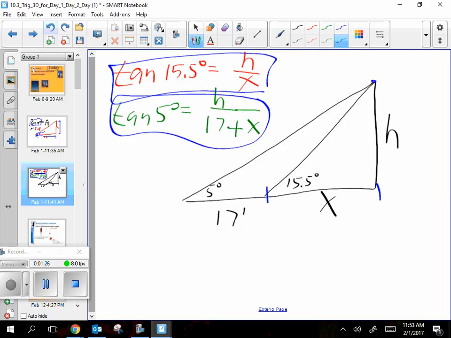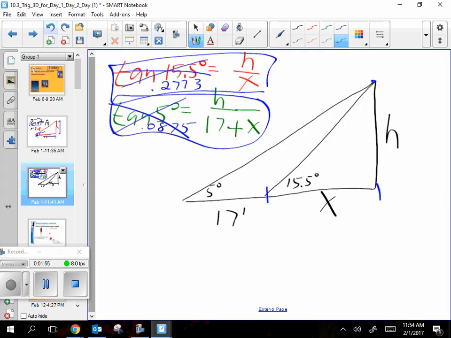I'm putting you in charge of tangent of 5 degrees. What is tangent of 15.5? 0.2773? Excellent. Let's go four decimal places like that. I like it. And it'll be a little more accurate than maybe some of you did, and that's okay. What'd you get? 0.0875. Okay, good.